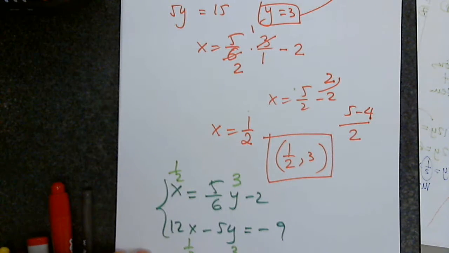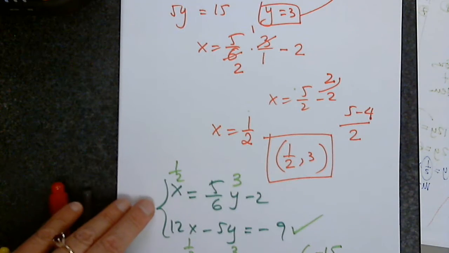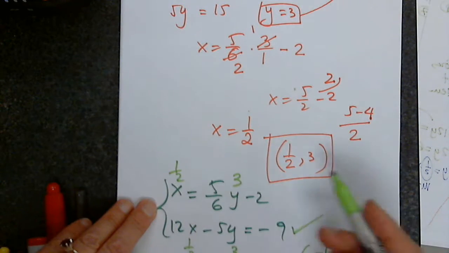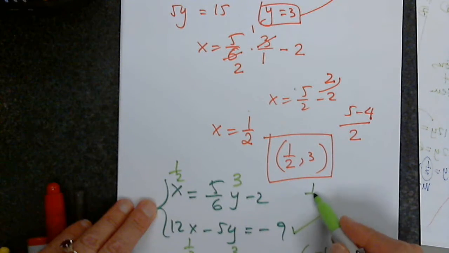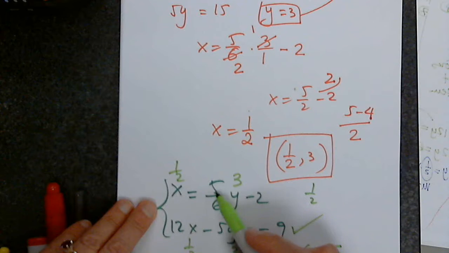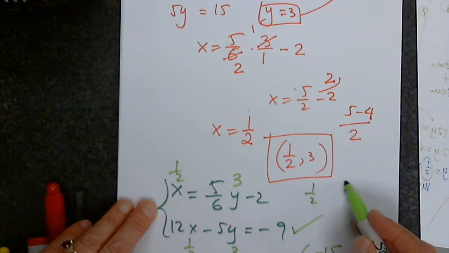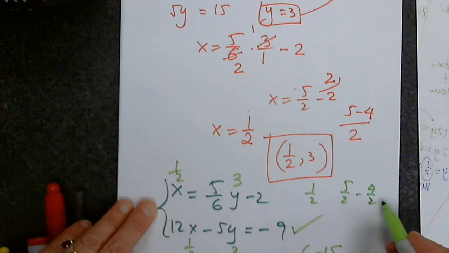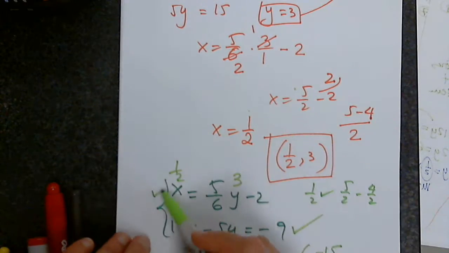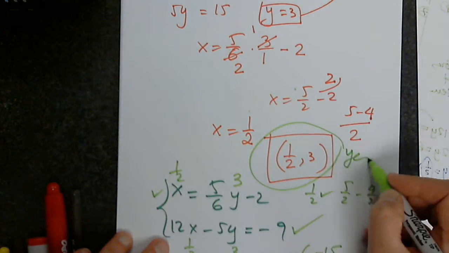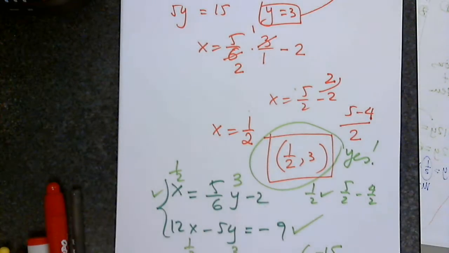So 12 times 1/2 is 6. 6 minus 15 is indeed negative 9. That's correct. And this one is just what I just determined. It's right here. So 1/2, and this is 5 over 2. 5 over 2 minus 4 over 2. Yes, it is 1/2. So I know for sure that this is the correct solution. No doubt.